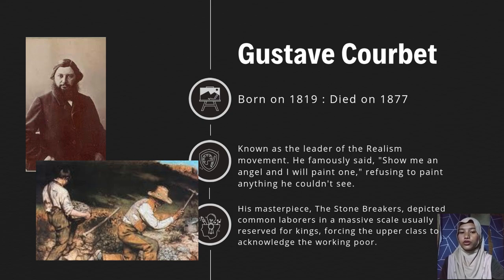One of his most famous works is The Stone Breakers. In this painting, he showed ordinary workers breaking stones. What makes this special is that he painted them in a very large size, which was usually only used for kings or important people. So instead of glorifying the rich, he focused on the poor, parang pinipilit niyang ipakita sa upper class na mahalaga rin ang buhay ng mga ordinaryong tao. This is one of the main ideas of realism, showing the truth even if it's uncomfortable.